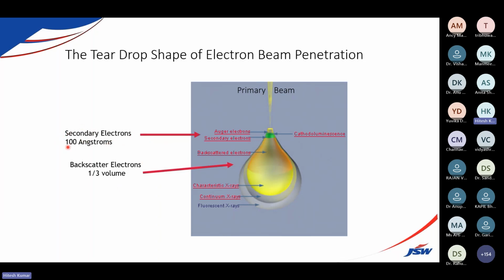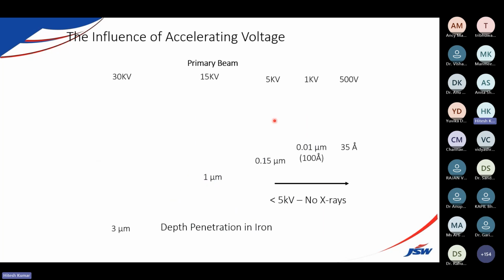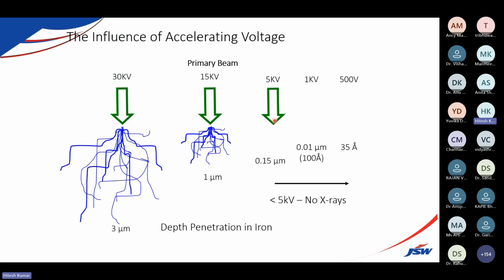In secondary, we are talking about 100 angstrom. In backscattered, we are talking about 1/3 of your volume. So X-ray emission, 2/3 of the volume. Let's suppose now we are talking about the influence of accelerating voltage. Let's suppose you have 30 kV, 20 kV, 15, 5 kV, 1 kV, and 50 kV. So you can see the depth of penetration.